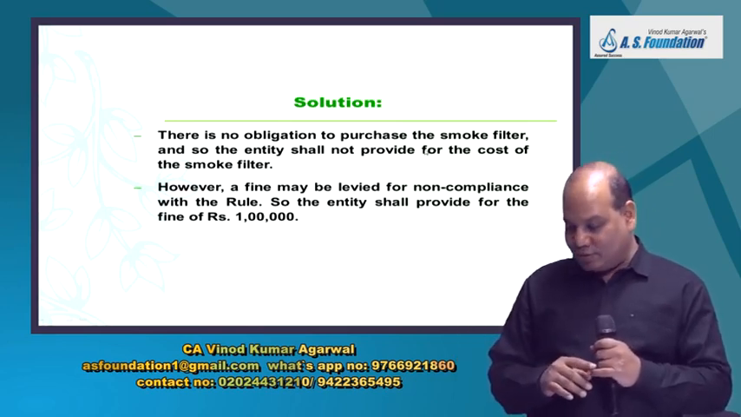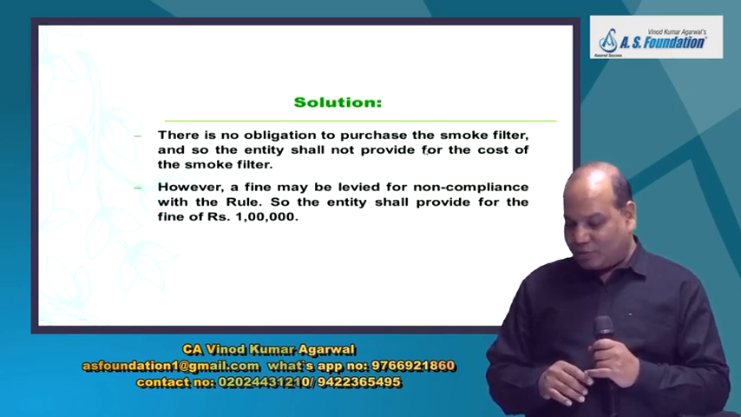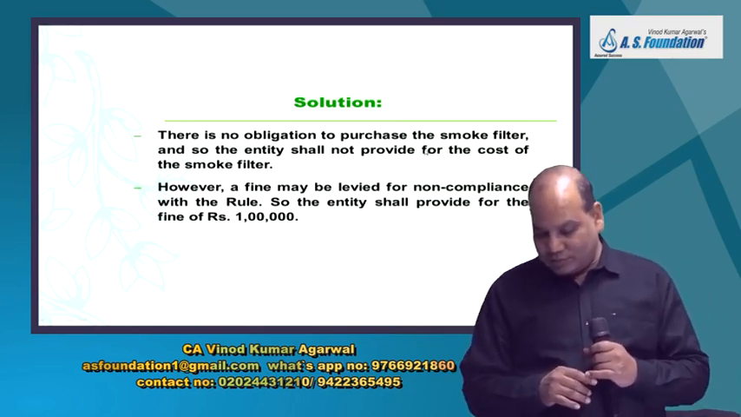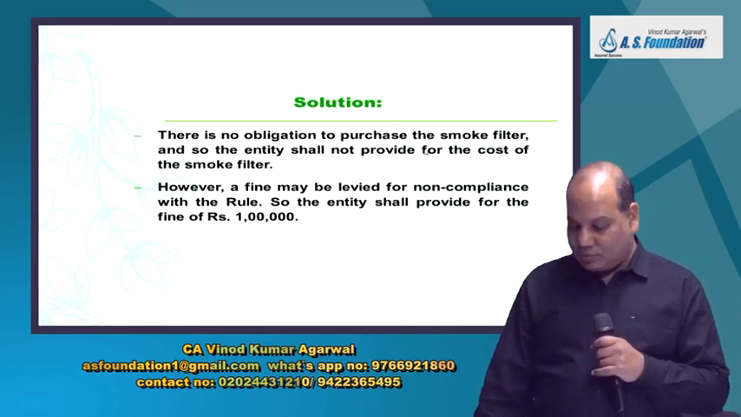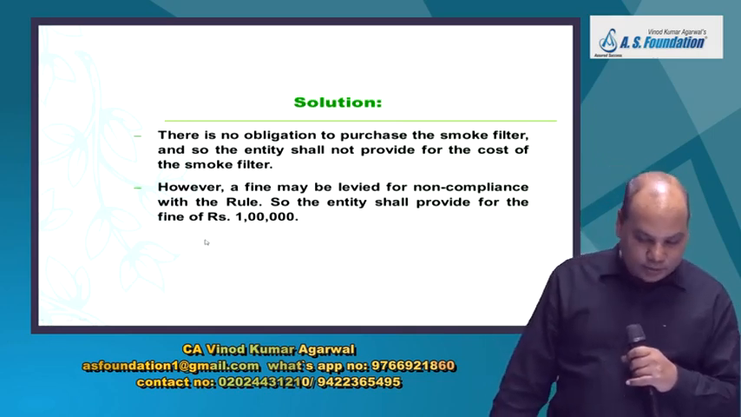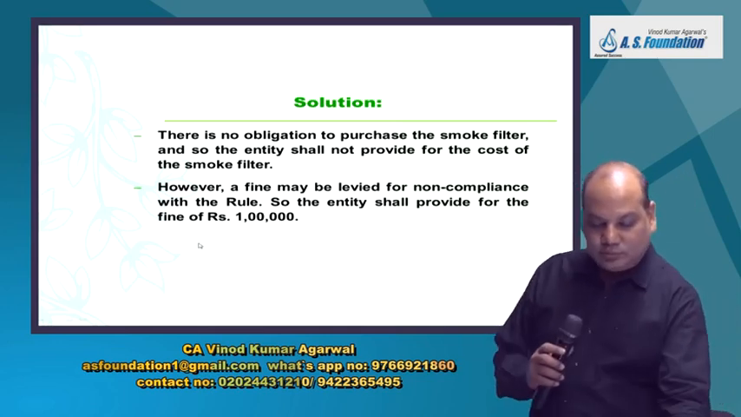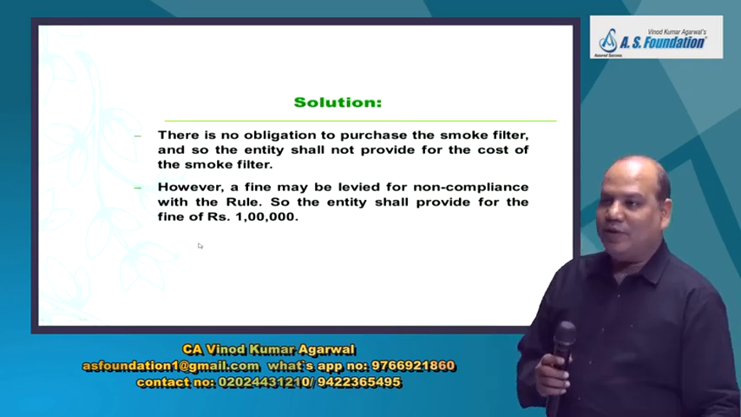Is it right? So the entity shall not provide for the cost of the smoke filter. A fine may be levied for non-compliance with the rule. So the entity shall provide for a fine of rupees 1 lakh. What if the fine was 25 lakh?